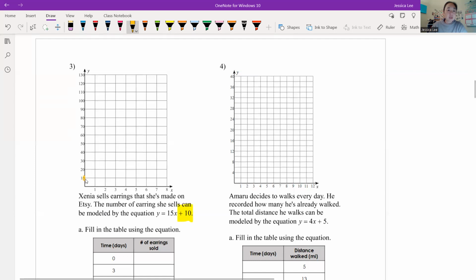And we're going to go right here at 10. There's 10 right there on the y-axis, there's our y-intercept. I know that line crosses right here at the 10. And then it says that my slope is going to be 15. I believe 15 is orange. I made it. So not 15x, just 15.